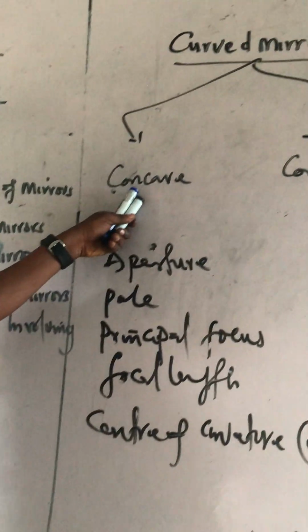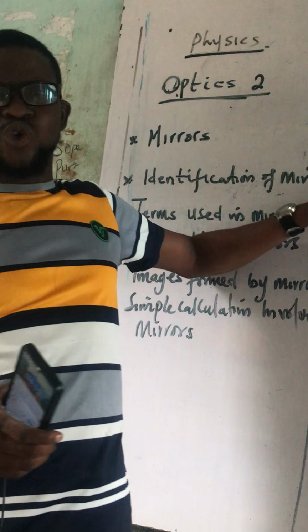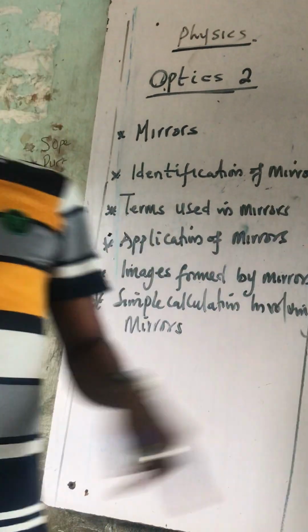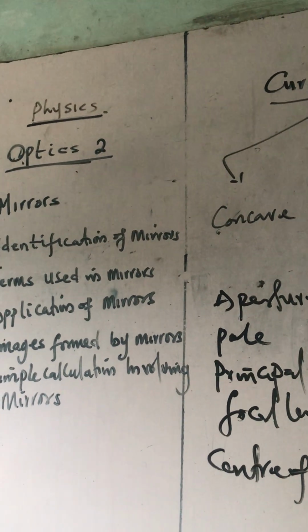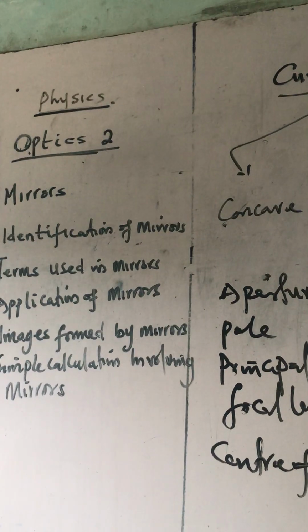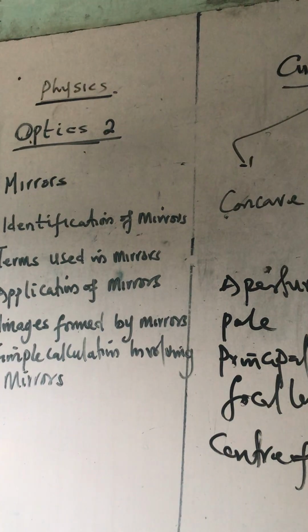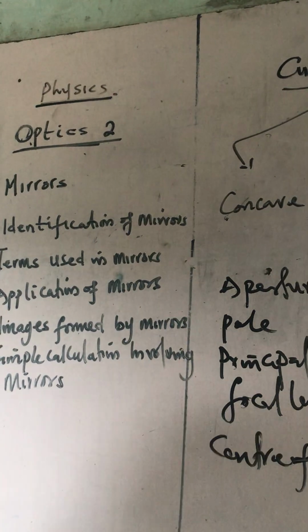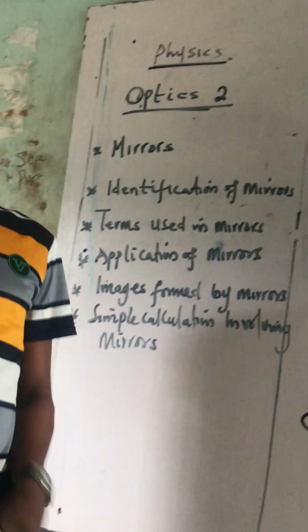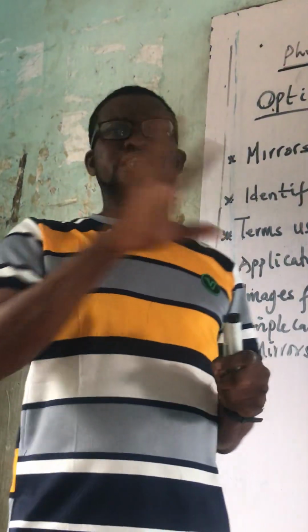Then it is also used in all other optical instruments like microscope, telescope, and so on and so forth. There's something we call parabolic mirror, which is a particular type of concave mirror. A particular type of a concave mirror is called parabolic mirror. So concave is also used in forming a parabolic mirror. So parabolic mirror is not a type under mirror, it's just an example of concave. And those are the mirrors they use in the headlamp.